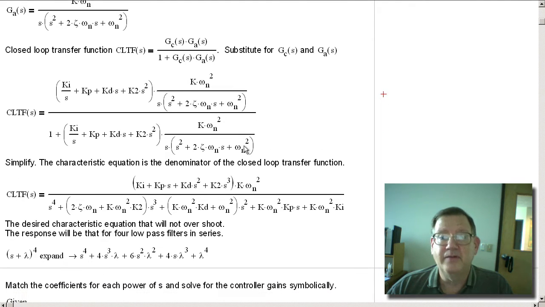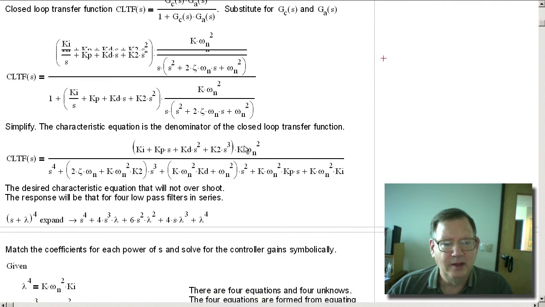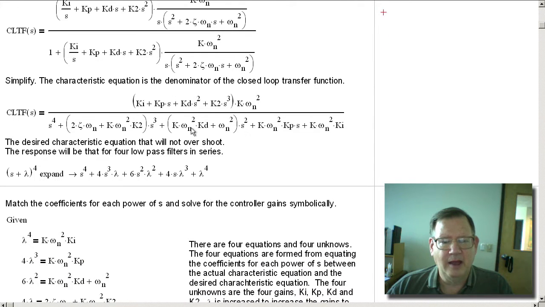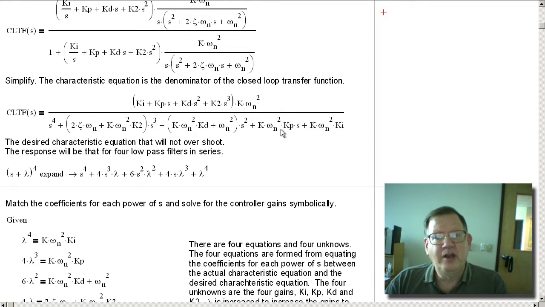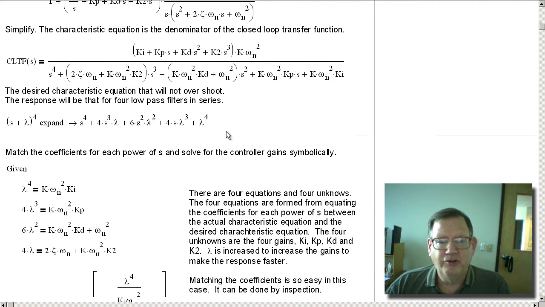That's kind of difficult to work with, so I'm going to simplify it until I get a closed loop transfer function with just numerator and denominator. And the significance here is the denominator is the characteristic equation, and that determines how quickly errors are going to decay to zero. So one of the things we want to do is choose the correct gains.